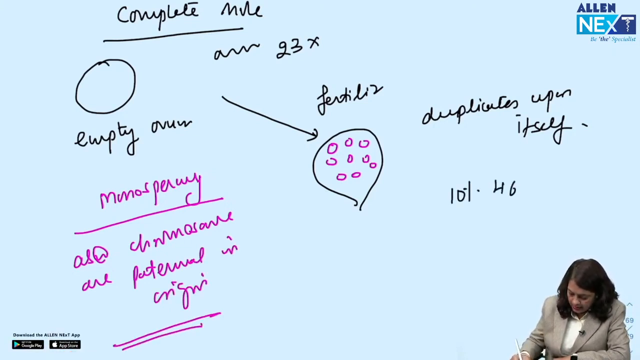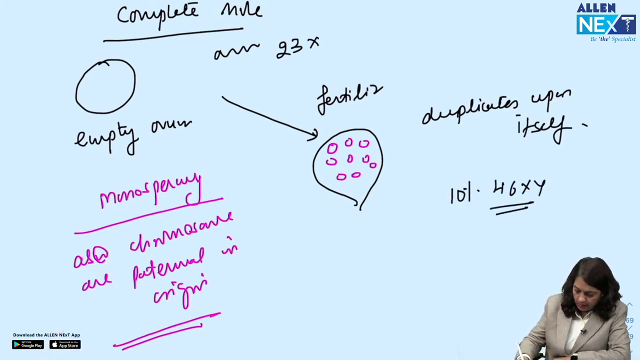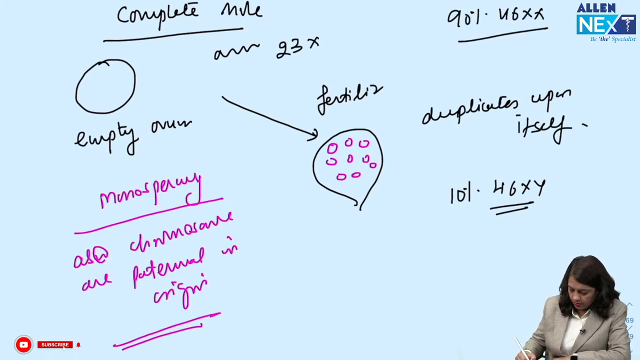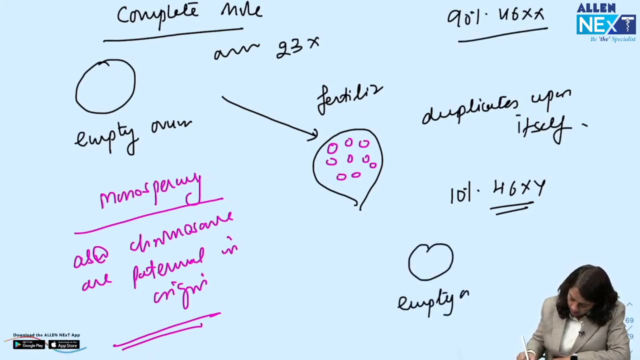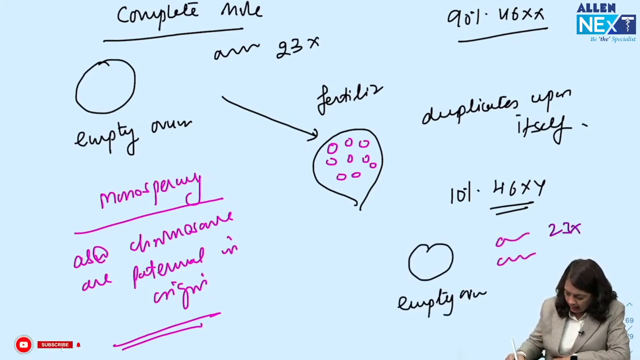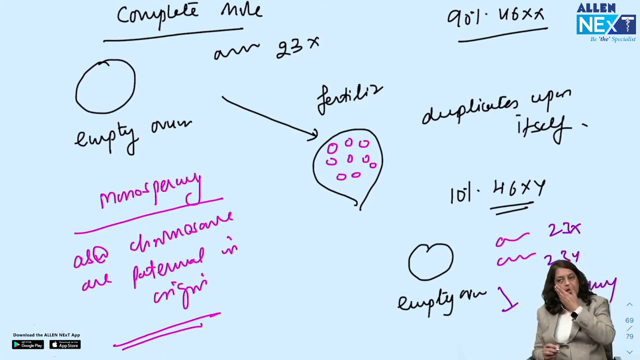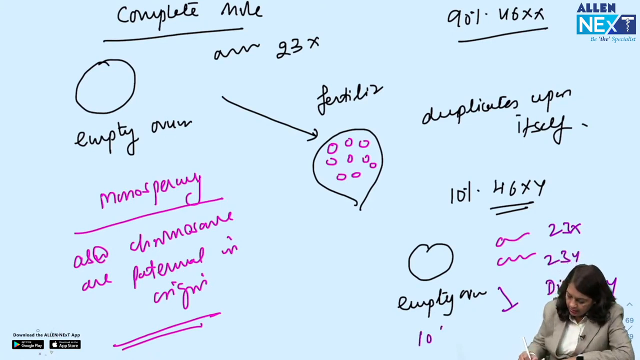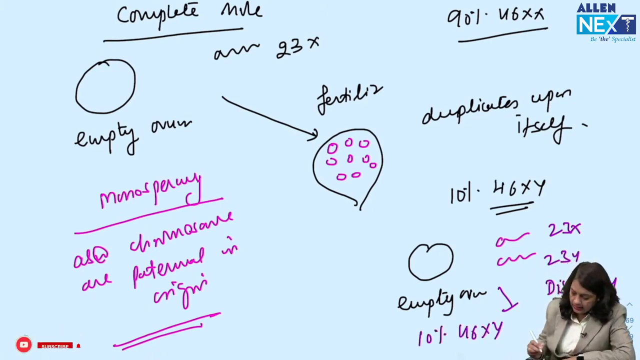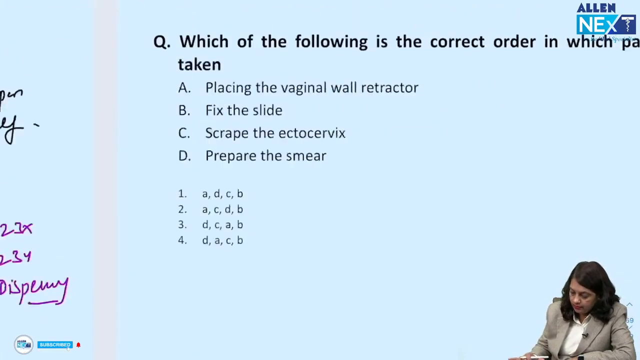In 10% of cases it is 46XY, and in 90% of cases 46XX. So in this, the empty ovum gets fertilized by two sperms, 23X and 23Y. So this is dispermy, and the abnormal chromosomes are derived from the father. So in 10% it is 46XY.